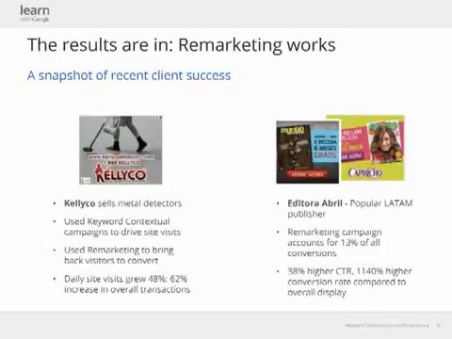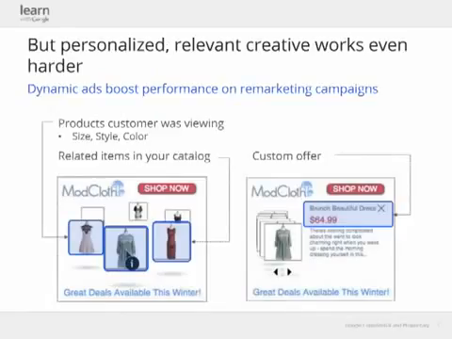So the two products ended up working really well together for Kelly Co. Likewise, in Latin America, Editorial Abril, who's a very popular publisher, was able to use remarketing to drive additional incremental conversions to their page. Now today, remarketing accounts for 13% of all of their conversions. And if you look at the performance that remarketing brings over traditional targeting options on the display network, they see a 30% higher CTR and over 1,000% higher conversion rate compared to the rest of their campaigns. So as you can see, remarketing brings a lot of performance to these campaigns.